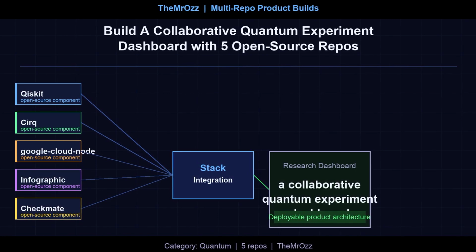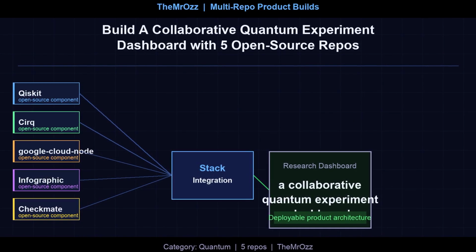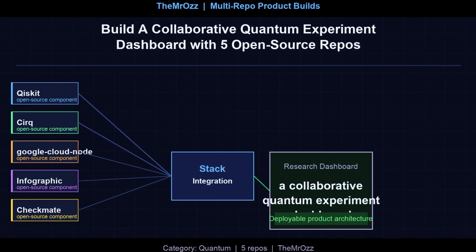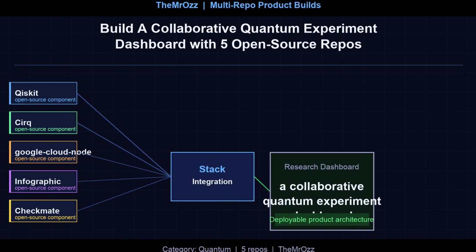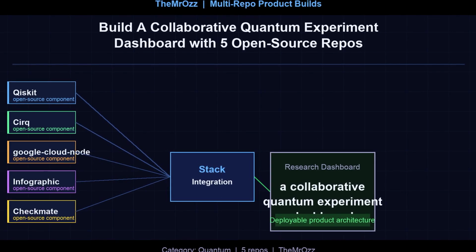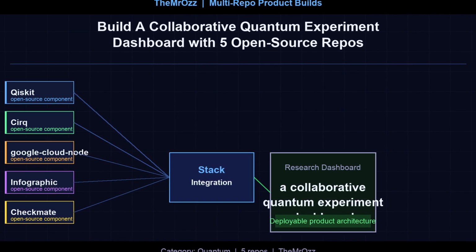Each component has a clear lane. Qiskit and Cirq are the quantum workhorses, Google Cloud handles persistence and scalability, Infographic turns data into insight, and Checkmate keeps the infrastructure honest. Together, they create a feedback loop where experiments aren't just run but institutionalized as reproducible knowledge.